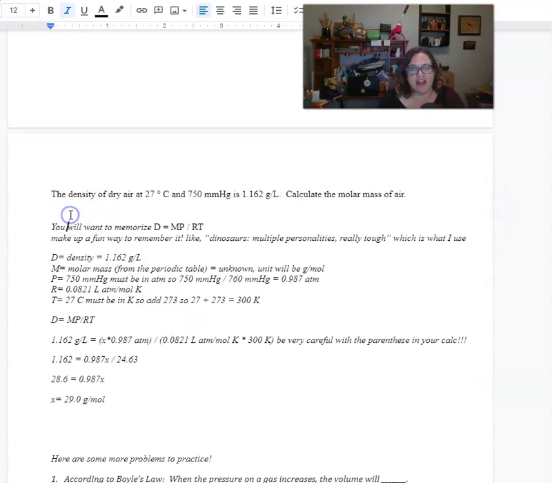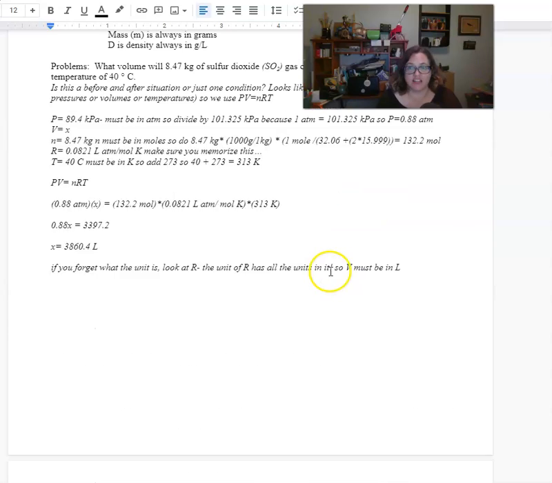So let's do one more. The density of dry air, which means there's no water vapor in it, at 27 degrees Celsius. Oh no, C, add 273. You see a C, add 273. And 750 millimeters of mercury. No, atmospheres, divide by 760. Is 1.162 grams per liter.